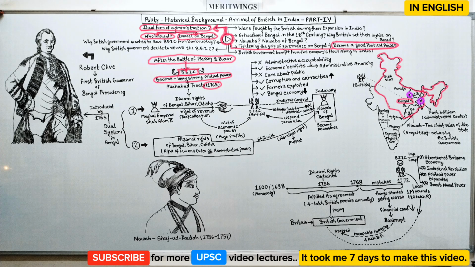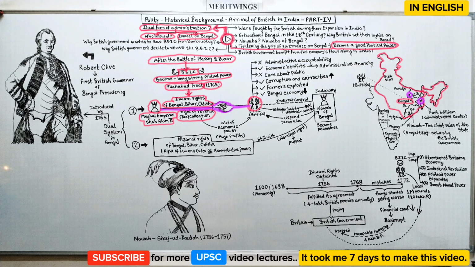After the Battle of Buxar in 1765, under the Allahabad Treaty, Mughal Emperor Shah Alam II handed over the right of revenue collection to the British in Bengal, Bihar and Odisha. This means that the company, which was till now limited to only commercial activities, acquired the right of revenue and civil justice in Bengal, Bihar and Odisha in 1765. Under this, the process of its becoming a regional power in India began.